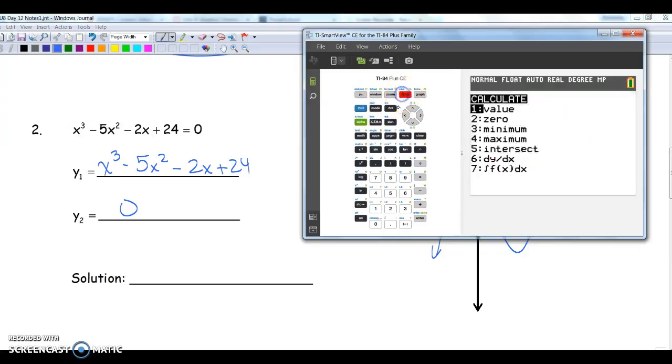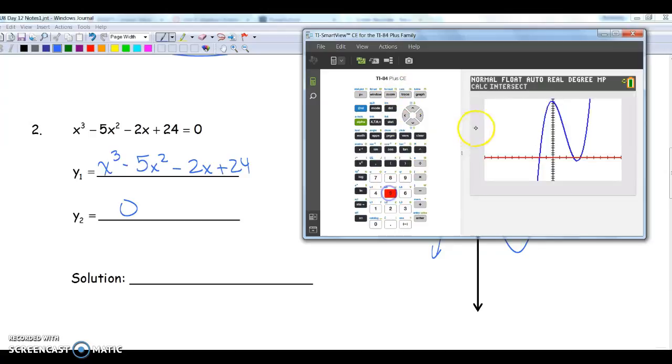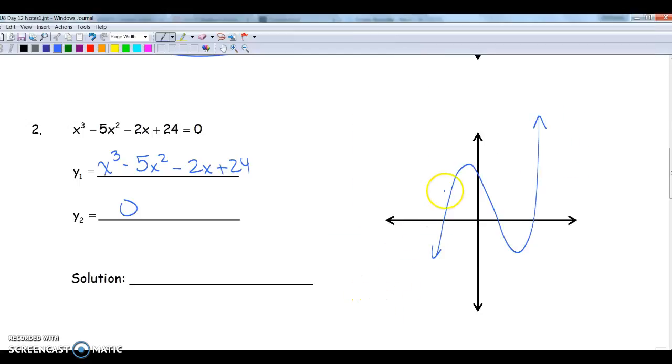So we're going to do second trace number 5, and then I'm going to move my cursor furthest to the left. And once it's close to that point, I'm going to hit enter 3 times, and you get negative 2, 0. Alright, so this point here is negative 2, 0. We'll label that on our graph. And then we still have 2 more to go.